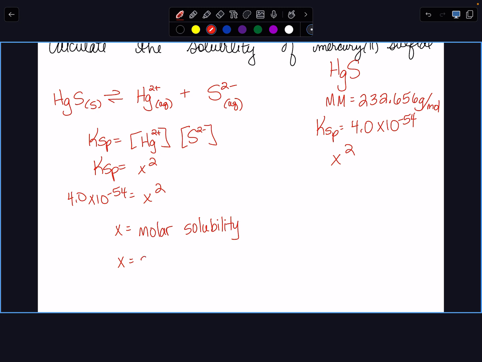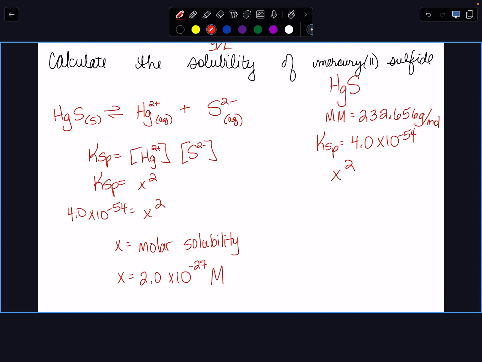2 times 10 to the negative 27. Yep, 2 times 10 to the minus 27. And that's the molar solubility. And when we started working this one and solubility, Salomon, you said solubility is grams per liter. So what do I do with that number? Molarity is really moles per liter. Yes, what do I need to do with that to get it to grams per liter?